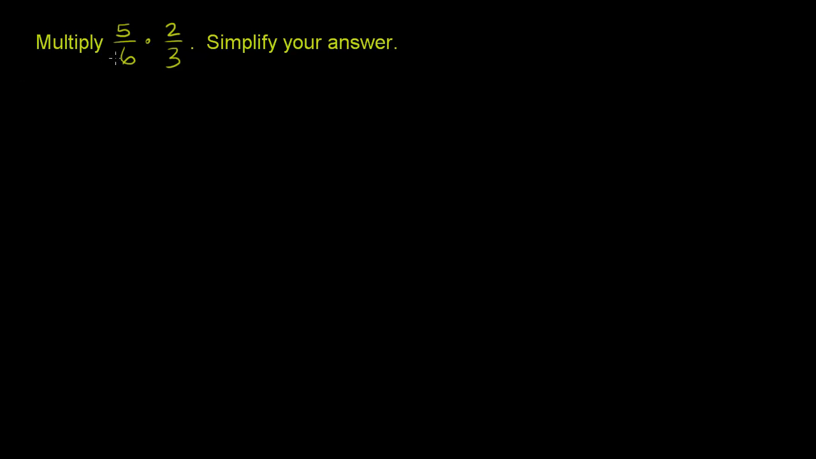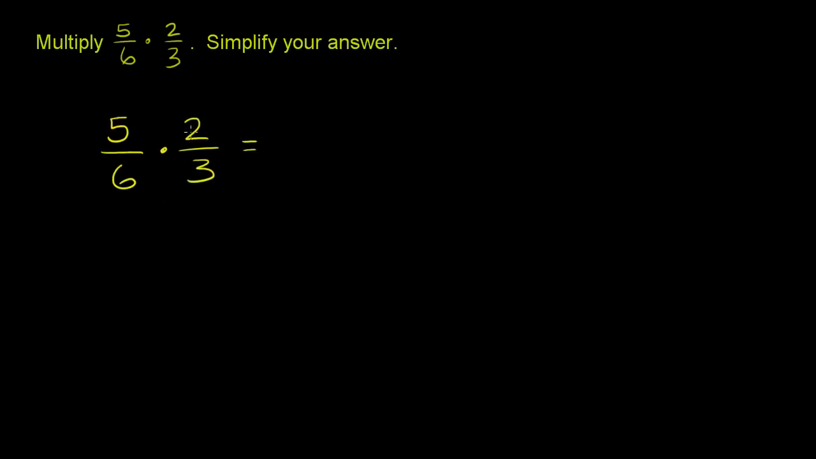We're asked to multiply 5/6 times 2/3 and then simplify our answer. So let's just multiply these two numbers. So we have 5/6 times 2/3. Now, when you're multiplying fractions, it's actually a pretty straightforward process.